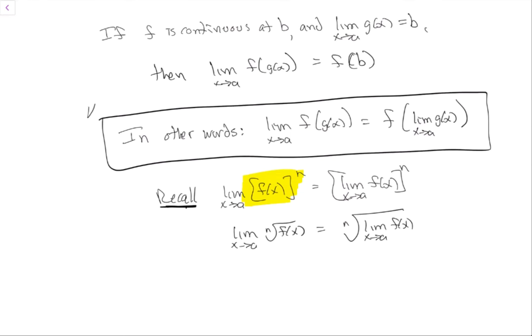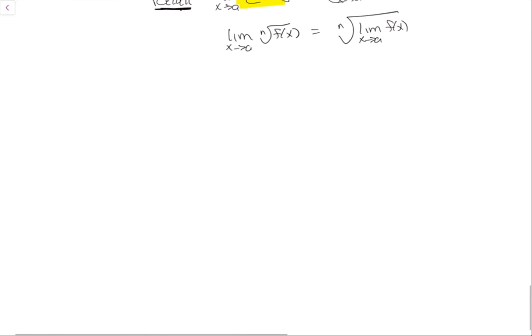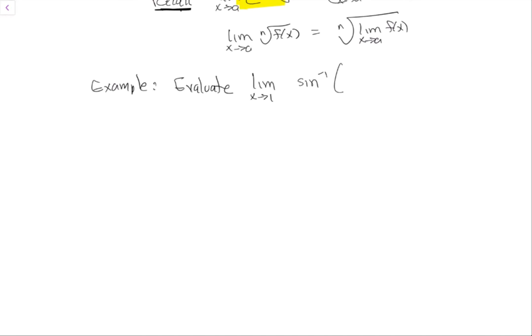So again, let's tack this back into our properties of limits. So let's take a look at an example where we would apply that property. Let's suppose we want to evaluate the limit as x approaches 1 of inverse sine of (1 minus x) over (1 minus x squared).